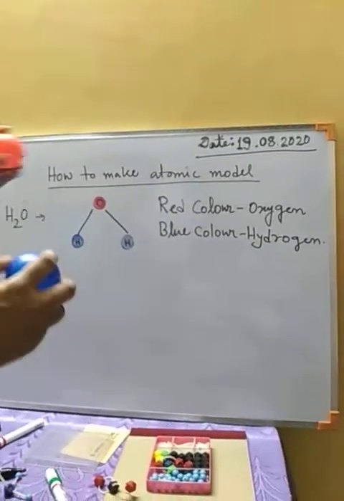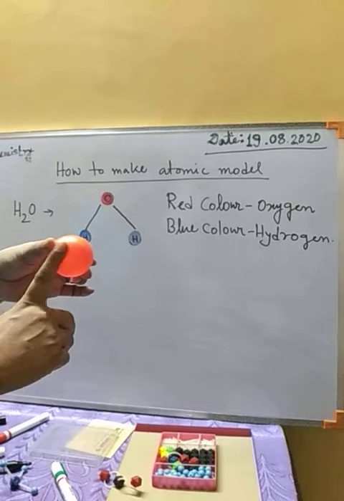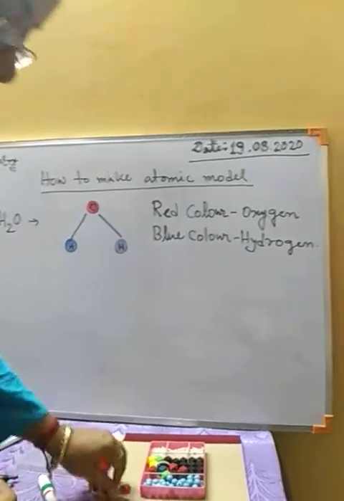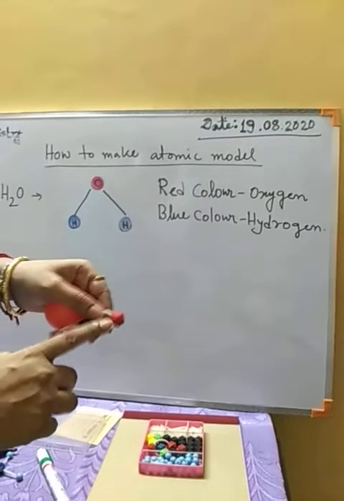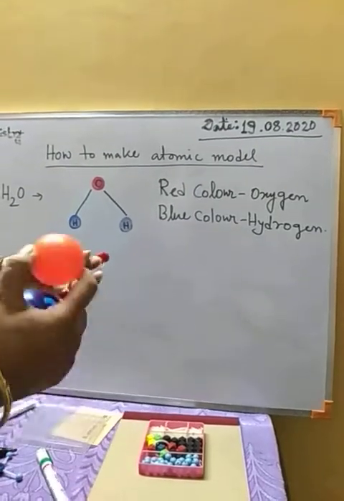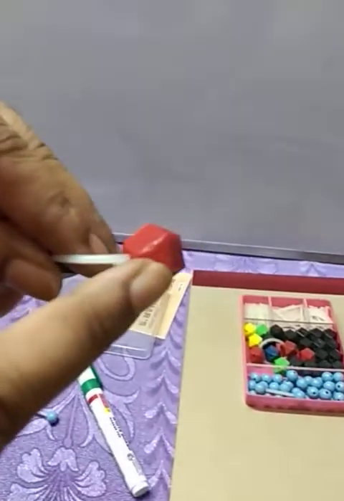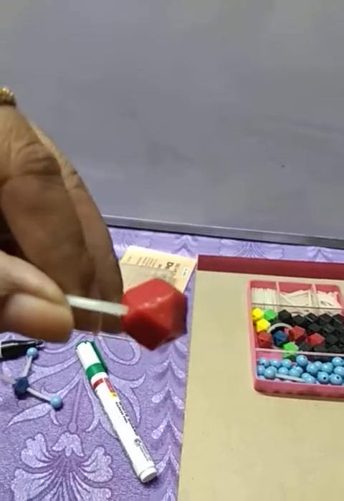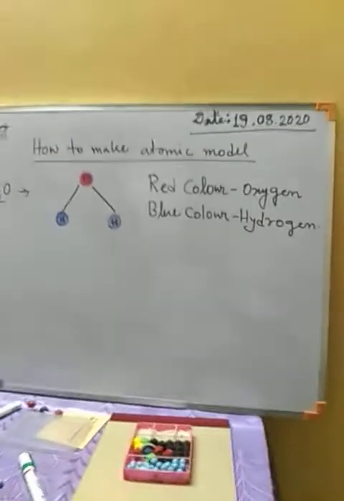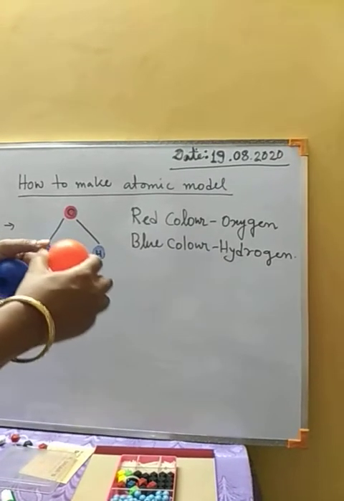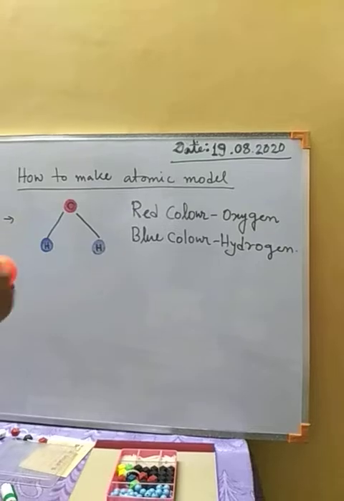Okay, so for oxygen we are going to use this red color. Okay, this red color, this is actually orange. So we are not going to use orange, we are using red for oxygen. Okay, this red color should be the color of the oxygen, not orange.